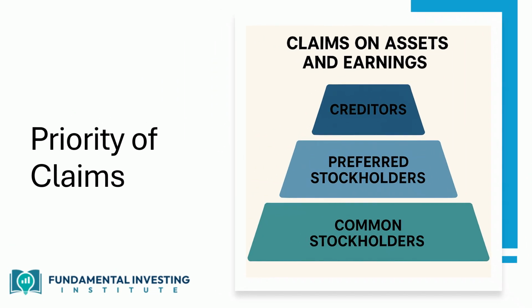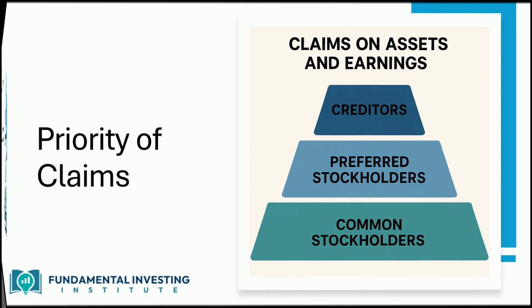It's important to understand a concept called the priority of claims. At the top are the creditors. These are the company's lenders, such as banks, bondholders, and suppliers. Beneath the creditors are the preferred shareholders. And finally, at the bottom are the common stockholders. The common stockholders take the greatest risk, but they have the greatest potential upside.